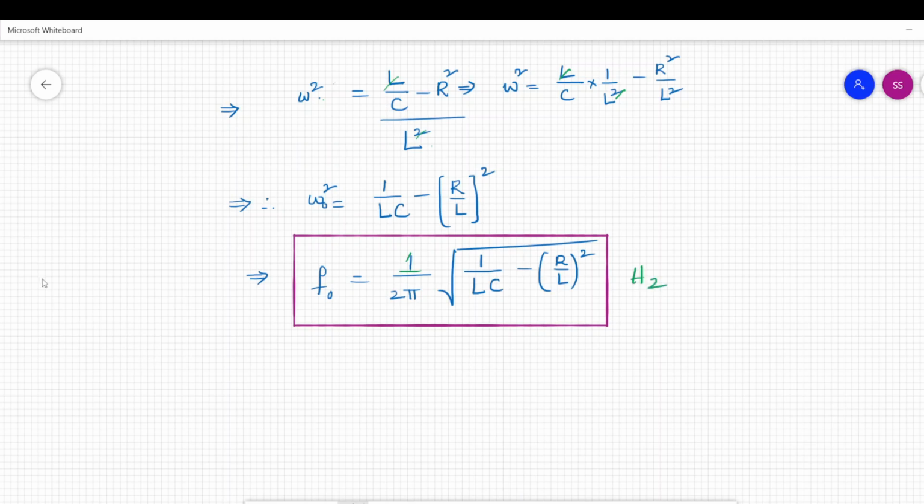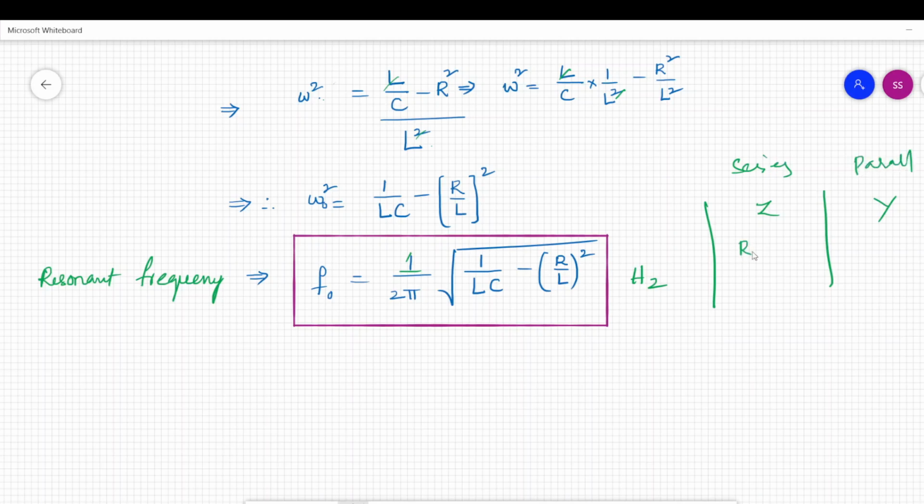Okay, we have found the resonance frequency for the given circuit. You can also find the resonance frequency of any circuit using this method. For a series circuit you find the impedance, for a parallel circuit you find the admittance, and you segregate them into real part and imaginary part.